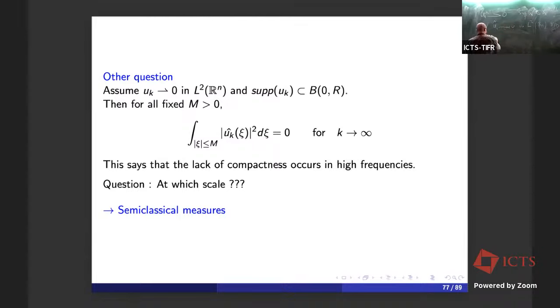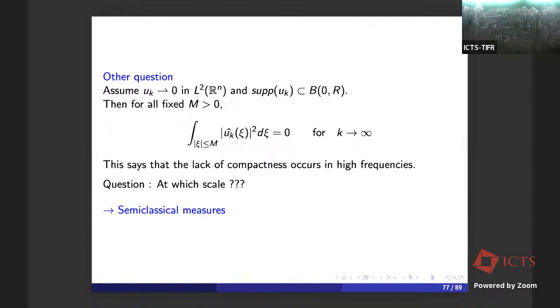So the problem, the lack of compactness, if it exists, arises for xi large. But the lack of compactness can arise, I don't know, it depends, of course, on k. So you are not compact at xi like 2 to the power k, xi like k squared, k, I don't know. When you do this analysis, you are doing semi-classical analysis.